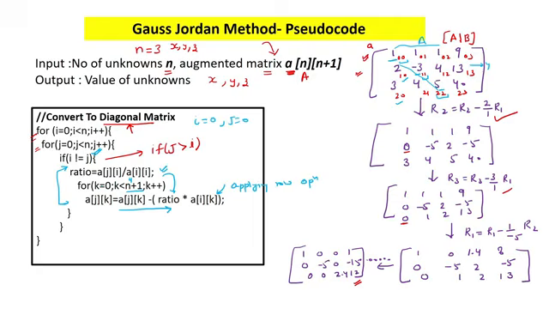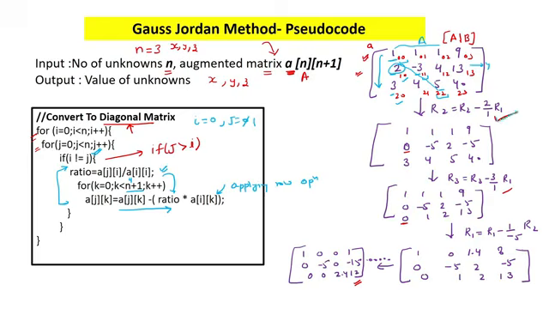Then next time j will be 1. So here i not equal to j is true, so we will come inside, and here we will find the ratio. See what I told you in the beginning of this video, that we will traverse in this way. That means first we will make this 2 to 0, then 3 to 0. So now we will make this 2 as 0, and for that we have applied this row transformation.